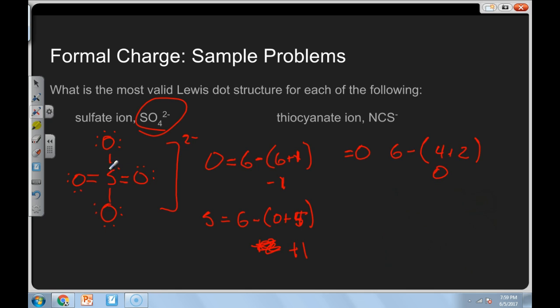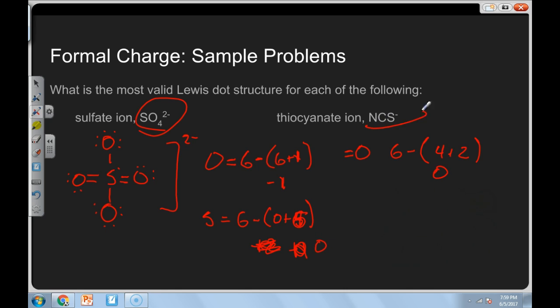But now look at what happened to the sulfur. The sulfur is 6 minus 0 plus 6, and that's a 0 charge. So the best structure for the sulfate ion is this one right here with the multiple bonds. And that's all determined by formal charge. What we're saying is that the sulfur has no real extra electrons floating around it. It has the 6 that it normally would have.